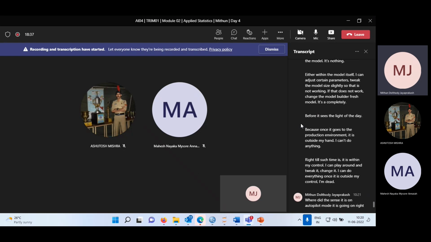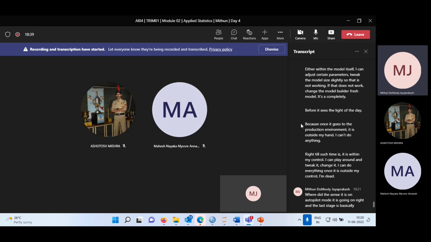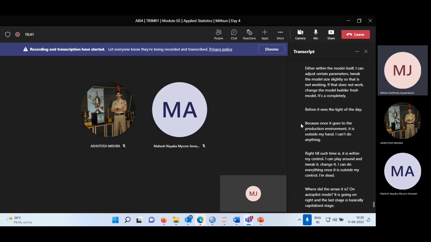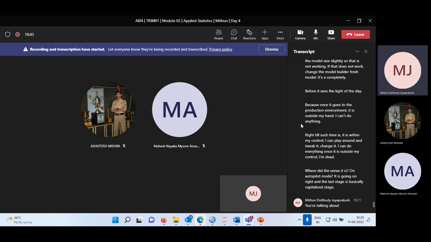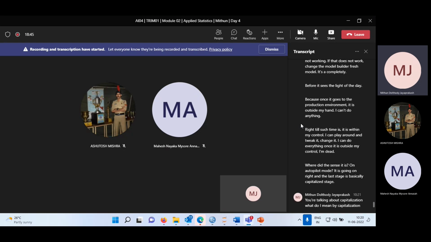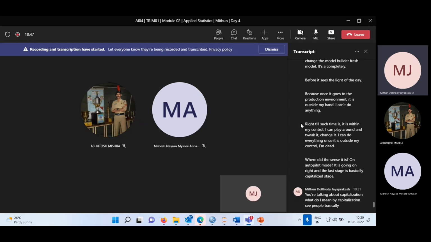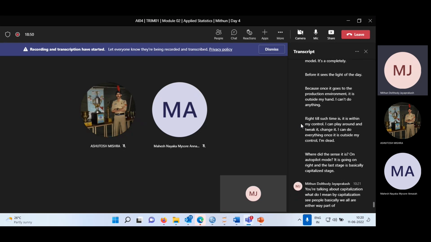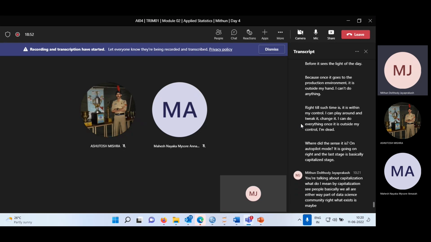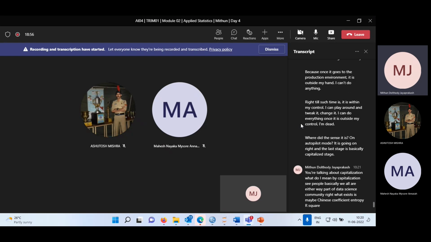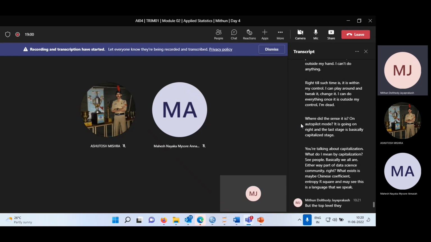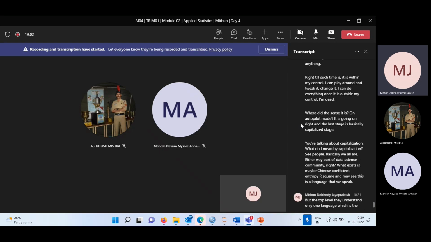And the last stage is basically the capitalization stage. We are talking about capitalization. What do I mean by capitalization? See, we all are in a way part of the data science community, right? What excites us is maybe Gini coefficient, entropy, R square, MSE. This is a language that we speak. But the top level, they understand only one language, which is the language of money.